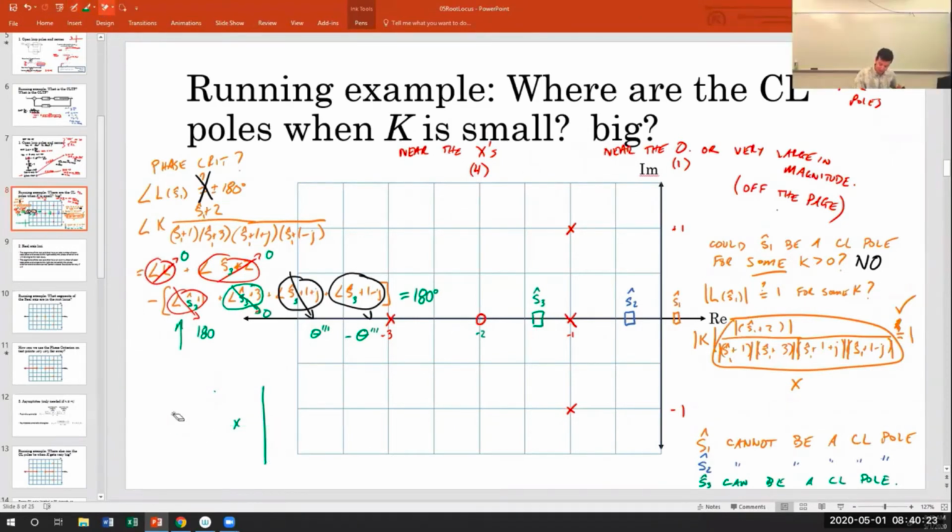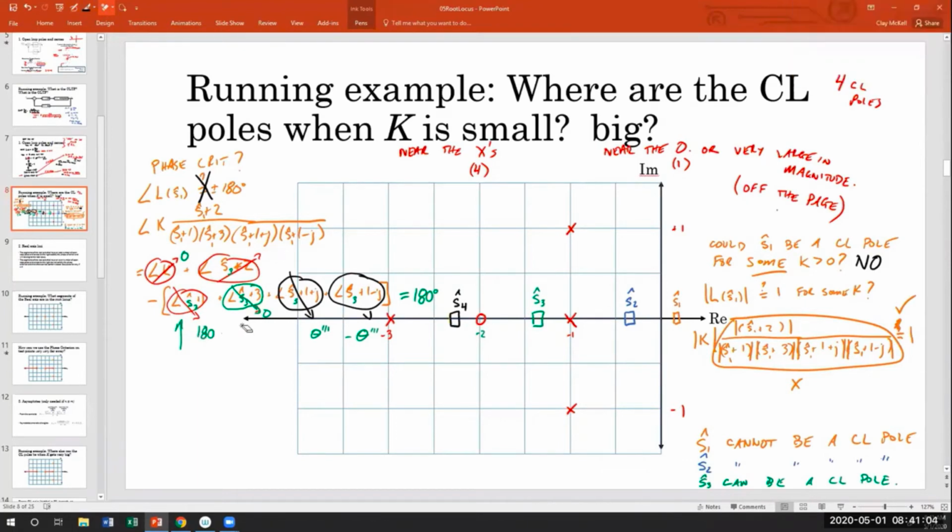Okay, let's do S4. I think this is going to answer a lot of questions. So we're going to do one more test point. What about S hat 4? So what in the phase criterion changes? The 0. Exactly. So if we do the 4s here, 4, 4, 4, 4, this will still be some angle and it'll cancel here. S hat 4 plus 3 is still a positive number, so it has 0 phase. S hat 4 plus 1 is a negative number, so it still has 180 degrees of phase. S hat 4 plus 2 is a negative number now, so it has 180 degrees of phase.